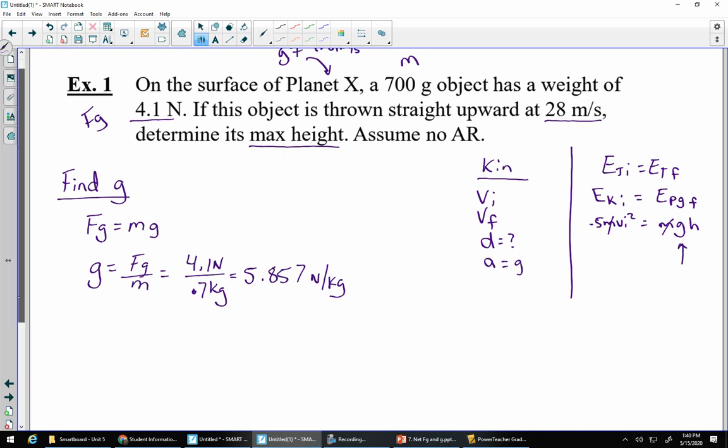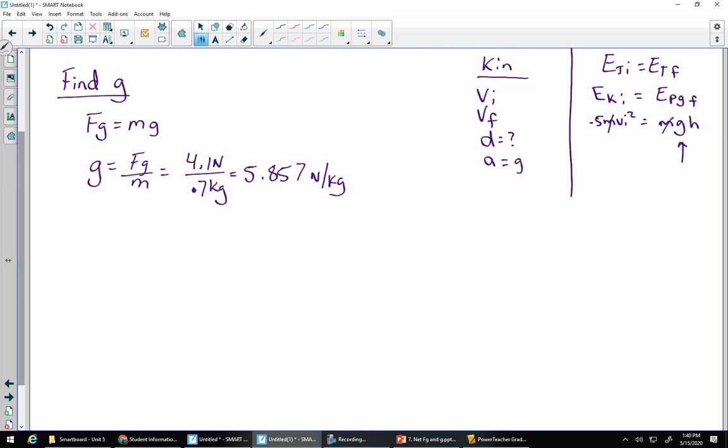All right, nice. I think I'm going to choose kinematics. So I know that I've got VI, and don't forget with kinematics, it's all about vectors. So I'm going to have to say up is positive. So I've got positive 28 meters per second. VF is going to be equal to 0. The acceleration is equal to the acceleration due to gravity, or the gravitational field strength.